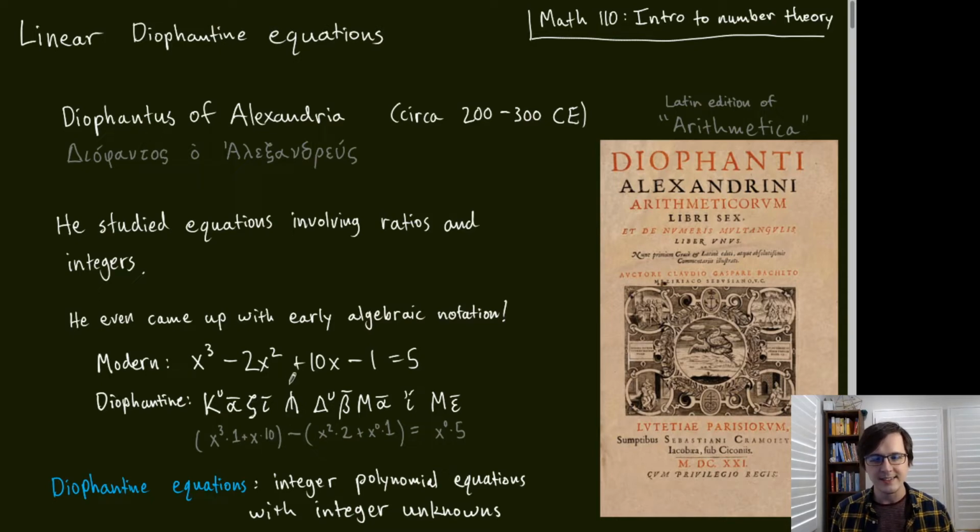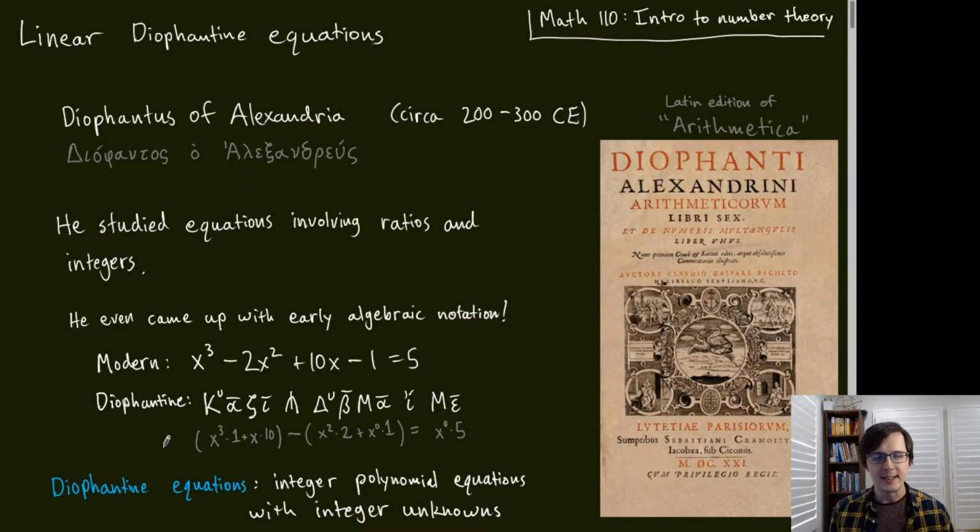Then he had this symbol which meant the difference between what came to the left and what comes to the right. Similarly, delta upsilon was x squared, beta with the bar was 2, and a special symbol was the constant, so x to the 0 if you want. Then iota with an accent and a breath mark, I don't know the Greek word for it, but presumably it's the word for equality. And epsilon with a bar, because it's the fifth letter of the alphabet, is 5. So, taking all the positive terms and the minus terms, we could write it in Diophantine algebraic notation like so.